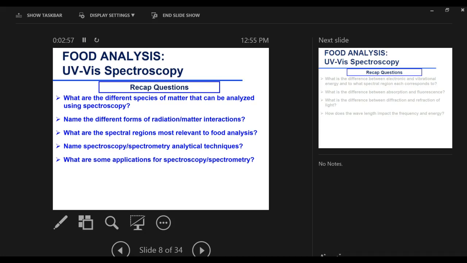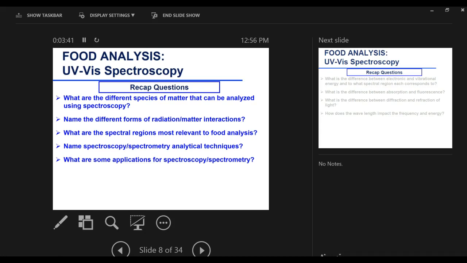Spectrophotometer is the instrument that you use to determine absorption or fluorescence. Spectrophotometer is an instrument that you use to do spectroscopy. It's the name of the instrument. Atomic absorption instrument is a spectrophotometer, but it's atomic absorption spectroscopy. Mid-IR instrument is mid-IR spectrophotometry.